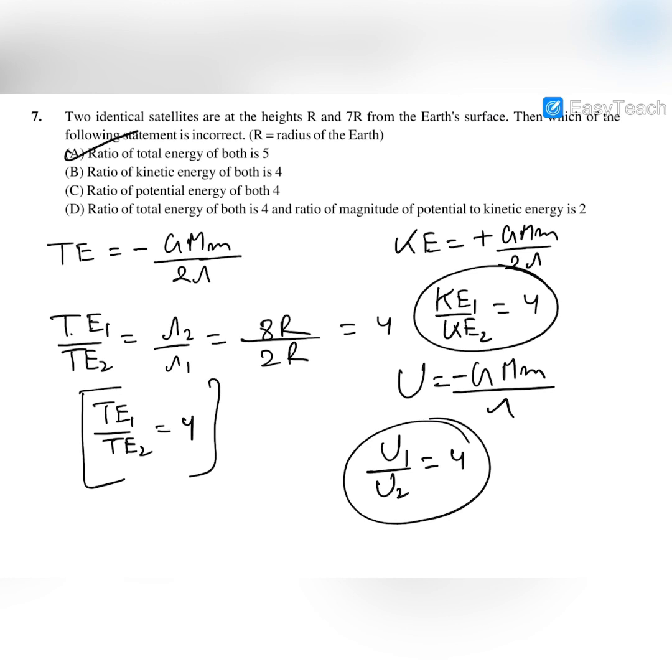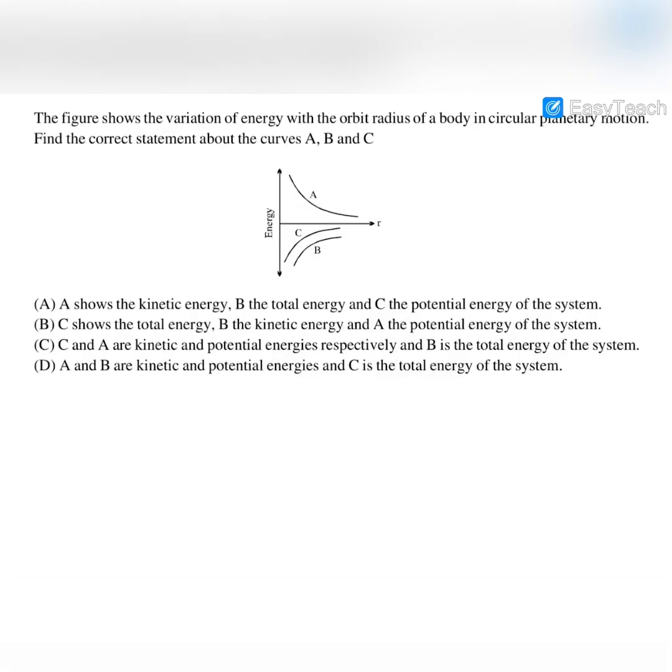The ratio of the magnitude of potential energy to the kinetic energy is 2. So this option is also correct, because the magnitude of potential energy and kinetic energy has a ratio of 2, U by K is 2. But we have to choose the incorrect option, so the incorrect option is A. Now we move on to the next question.